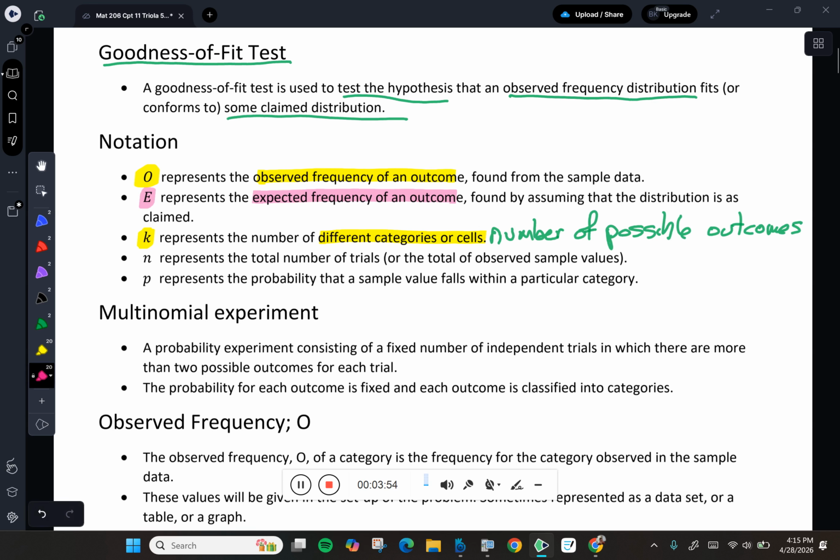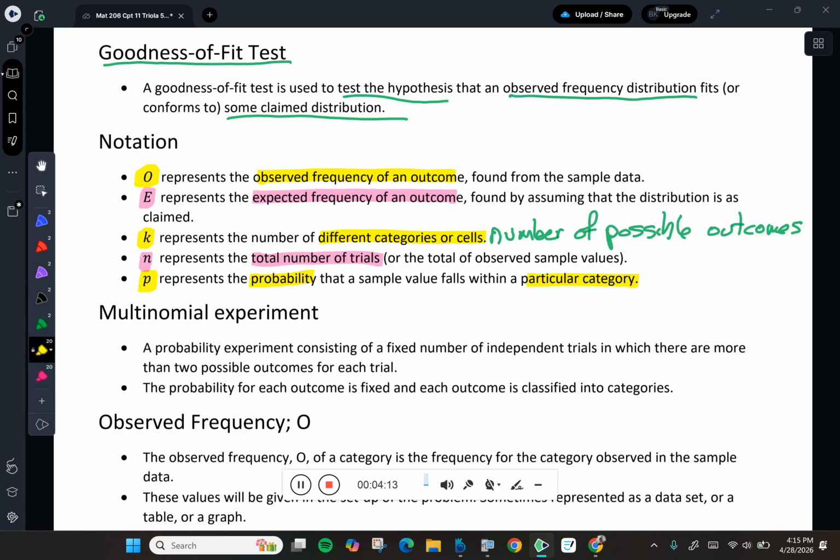Right? N is going to represent the total number of trials. Right? How many times did you run the experiment? And then we are going to have this P that's going to show up, a lowercase p, that would represent the probability of falling into a particular category.